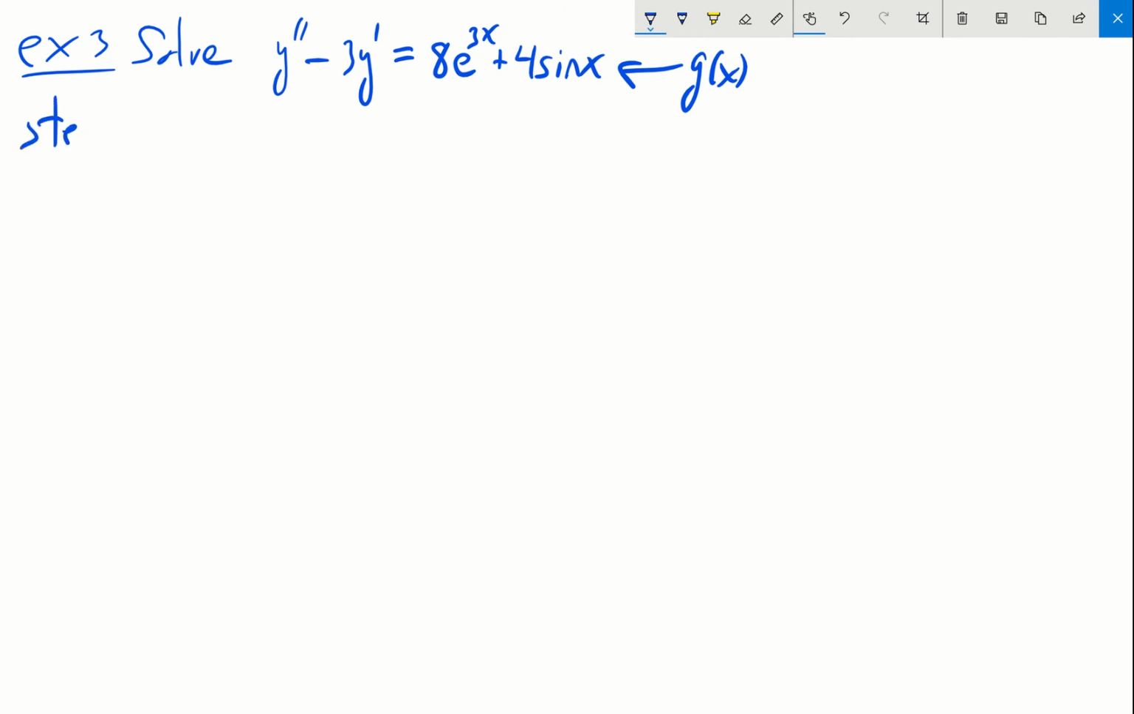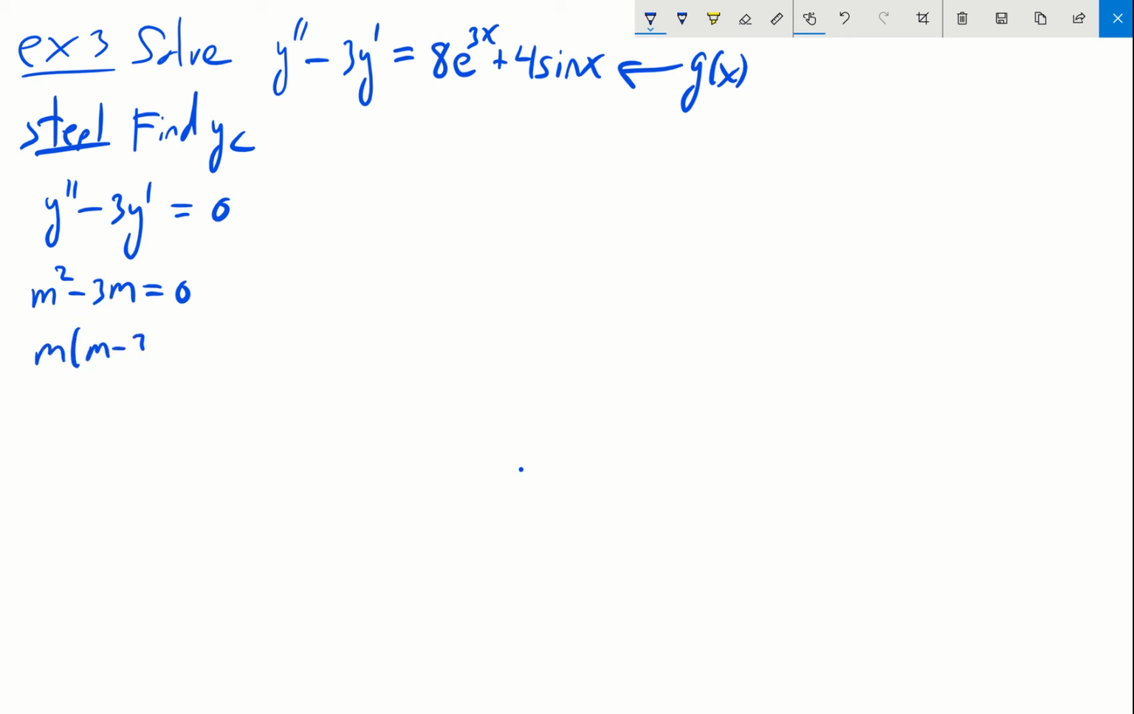We'll begin these problems like we would do for the most part. We want to start by finding y sub c first. So let's start by finding the complementary solution by solving the homogeneous differential equation y double prime minus 3y prime equals 0. The auxiliary equation would be m squared minus 3m equals 0. This factors, set each factor equal to 0, and we get m equals 0 and m equals 3. Therefore, the complementary solution would be c1 plus c2 e to the 3x. Okay, so we have that part.